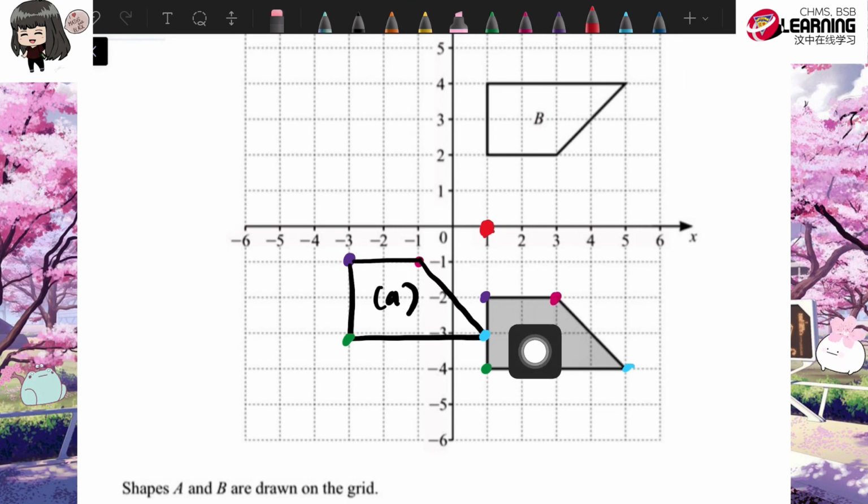This is your A. Negative half means negative is the opposite direction, and half means it becomes smaller, one size. One size smaller means divide by 2. The size becomes divided by 2. So the purple point, there are 4 points here, right? This purple one.